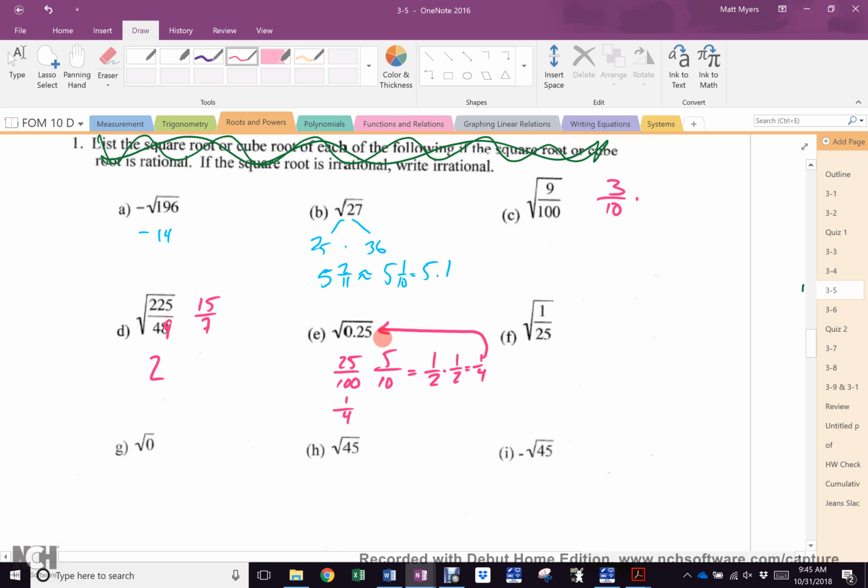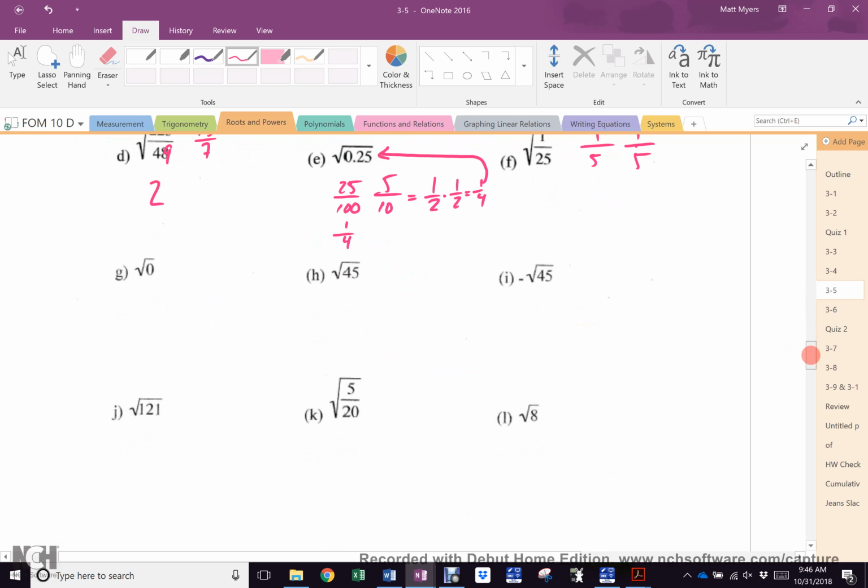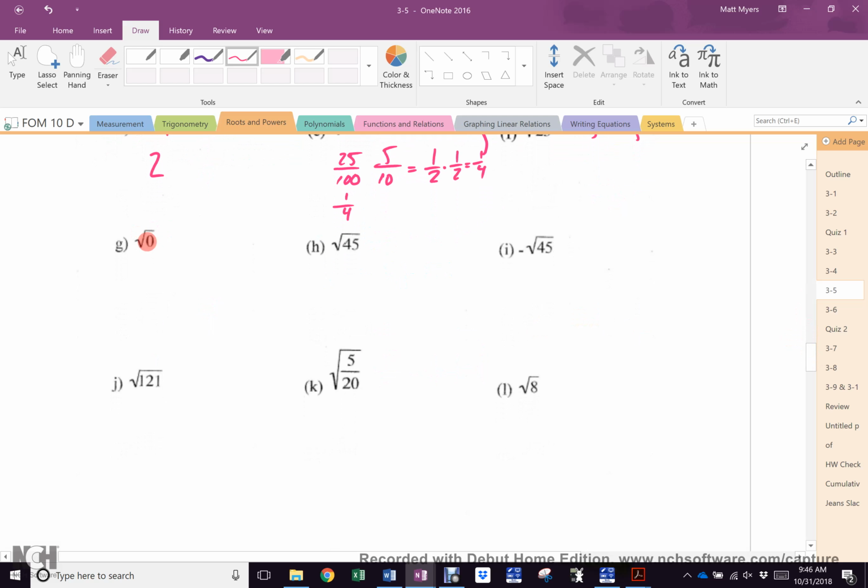Okay. If there was no 25, what's the square root of 1? 1. If there was no 1, what's the square root of 25? So it's 1 over 5, because 1 over 5 times 1 over 5 is 1 times 1 is 1, 5 times 5 is 25. Everybody picking this up? And the decimal would be 0.5, right? No, the decimal here would have been 0.2. Square root of 0? 0.